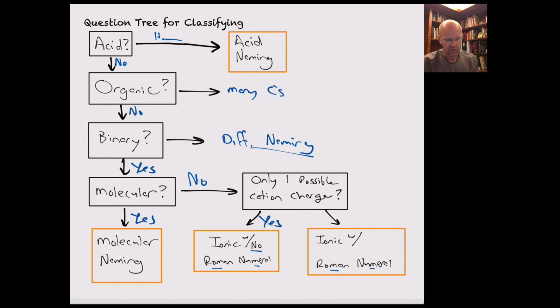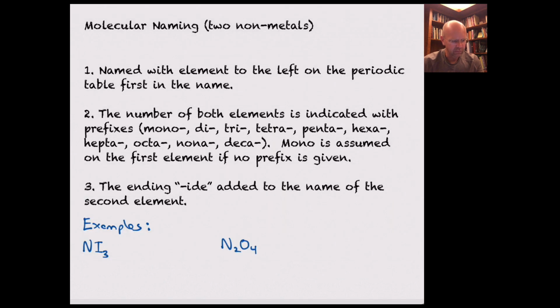So what I'm going to do now is talk about these three systematic naming systems. The acid naming, you should just recognize it as an acid and already know the name just by memory. So if you're talking about a molecular compound, two nonmetals bound together, this is the naming system. You name the element that's further to the left on the periodic table first in the name. So you need to find that element and decide what its name is. You should know its name. Then you're going to put the number of both elements indicated with prefixes in front of the name for that element.